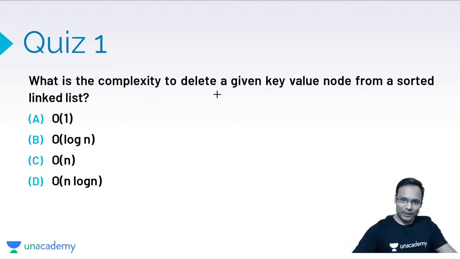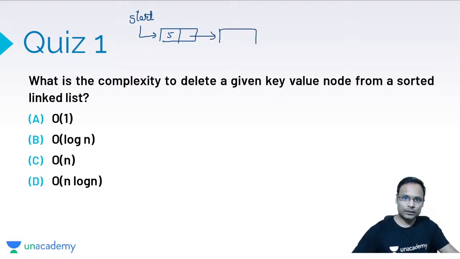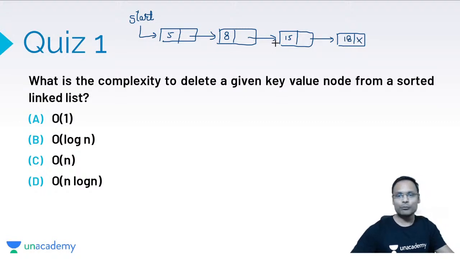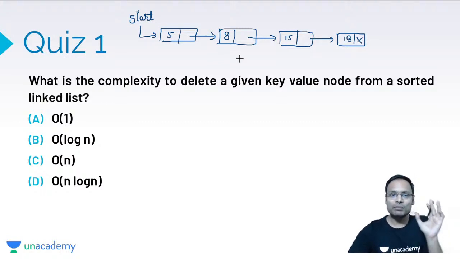Okay, what is the complexity to delete a given key value node from a sorted list? Let's solve the question by making a list. Let's say this is the list: 5, 8, 15 and 18, and I have told you that you will have to delete the node with key value 15. First of all, you will have to search where the key value 15 is present.